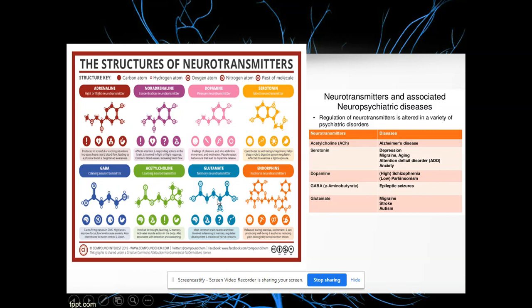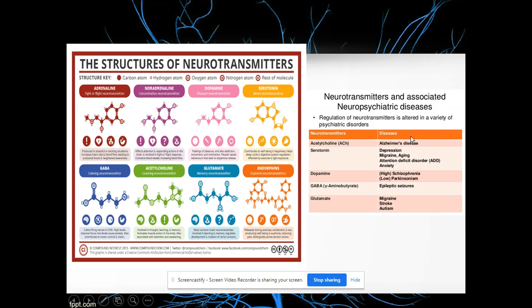Glutamate is another one involved in learning and memory, and then endorphins come along with exercise, being outside in the great outdoors, and just make us happy in general. And of course, you can imagine that if we are messing with these neurotransmitters, or if we have a natural imbalance of neurotransmitters, there are some psychological disorders that go along with those.